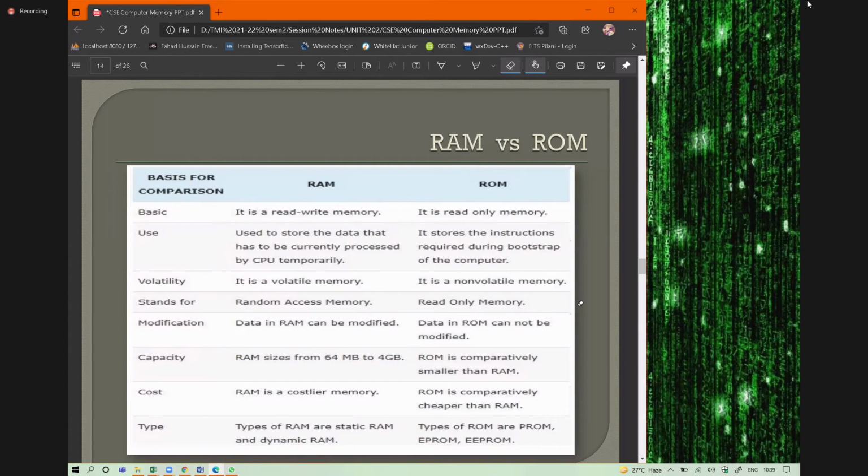Who is going to read it? One by one. Paras, read the first point. Yes, sir. So basically, it is a read-write memory for RAM, and for ROM, it is read-only memory. Okay. Next one, please.